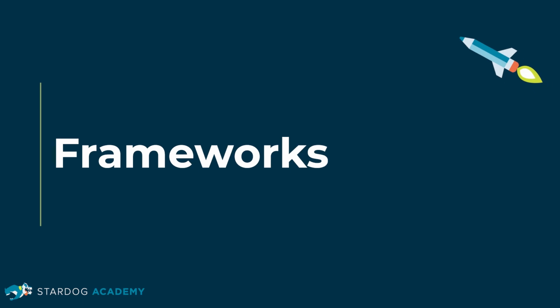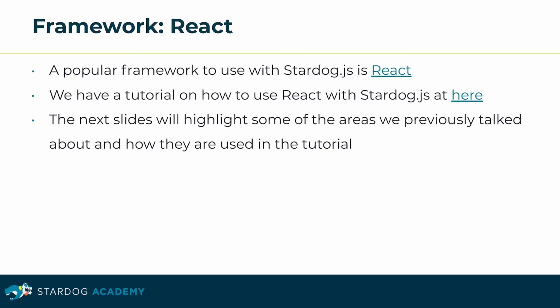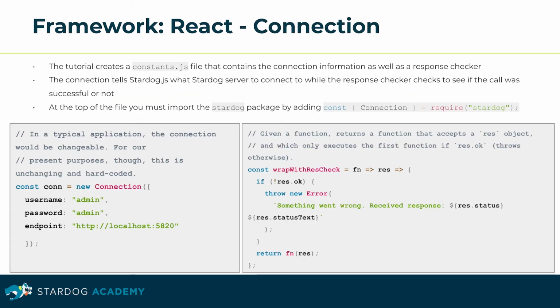This section is about using frameworks with Stardog.js. A popular framework to use with Stardog.js is React. We have a tutorial on how to use React with Stardog at one of our repos. The next slides will highlight some of the areas we previously talked about and how they are used in the tutorial. We will now look at how to create a connection using React.